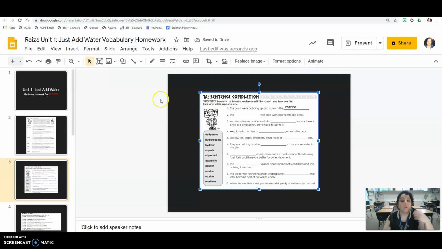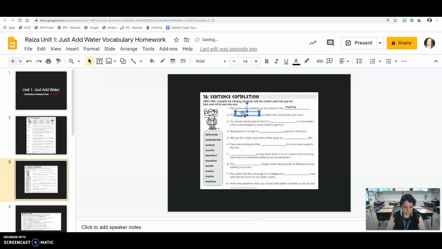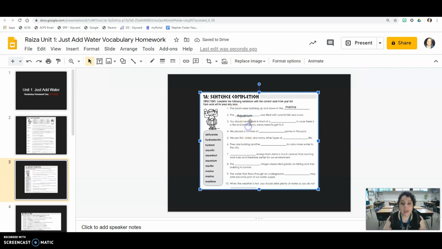And then I can do the same for the next one. Create another text box. The blank was filled with colorful fish and coral. Again, make myself a text box, begin typing the word inside of it, and once I'm ready, I can then move it up to make it fit perfectly.